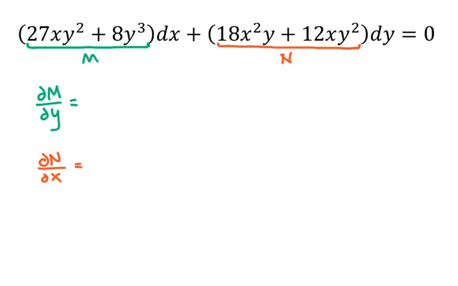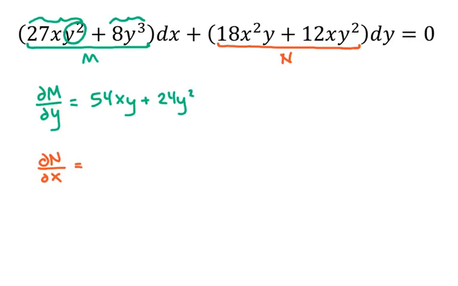The partial derivative of 27xy squared taken with respect to y means that we treat x as constant. So that would give us 54xy, since we're really just applying the power rule to the derivative of y squared and multiplying that result of 2y by the 27x. The partial derivative of 8y cubed with respect to y should feel kind of more normal. That's just going to be 24y squared through the power rule.